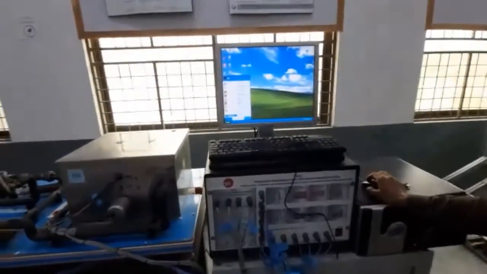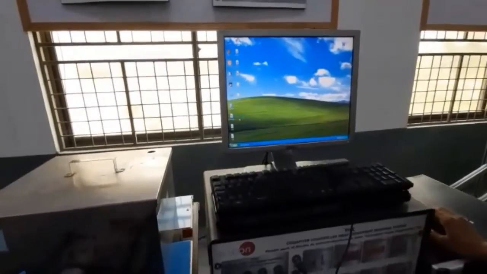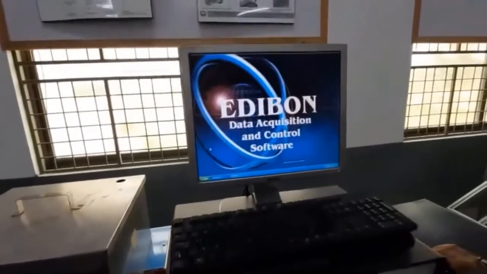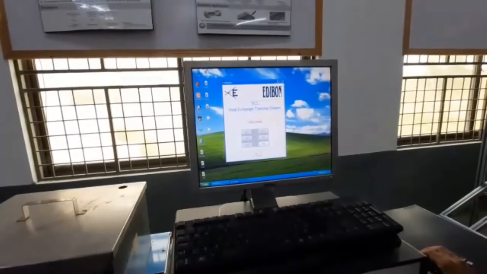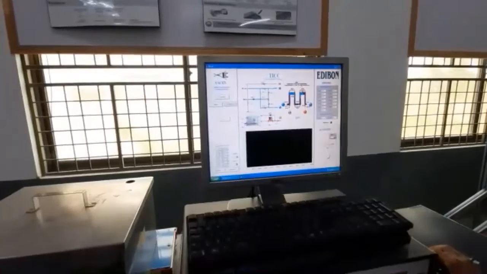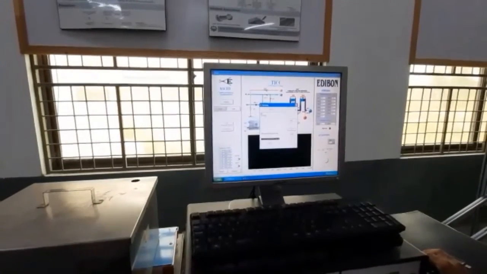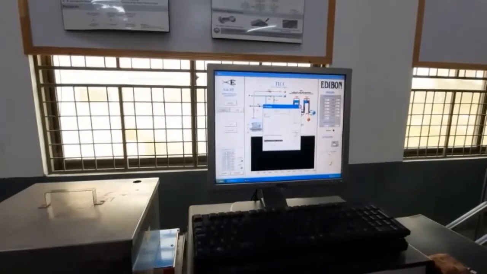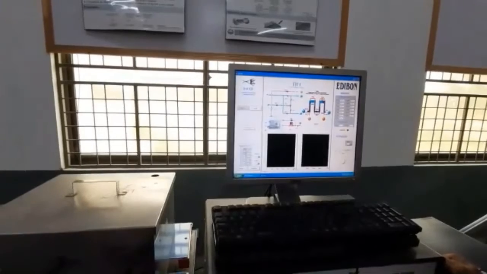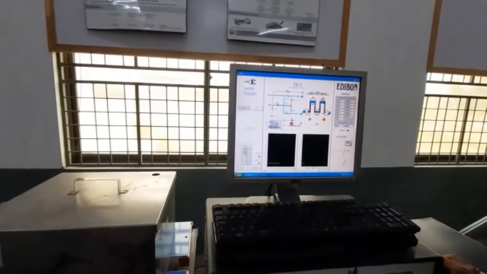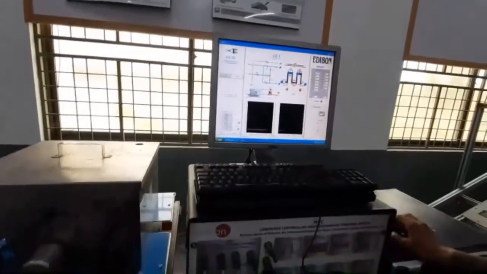So now this is the main computer on which we have installed the software, and this software is basically from the company Edibon, which has provided all of this software. So different heat exchanger options are there. We will click the relevant one, and now you can see that we will start this, and on the upper right corner of the computer we will get the values of temperatures. So these are all temperatures which can be plotted on the graph as well.